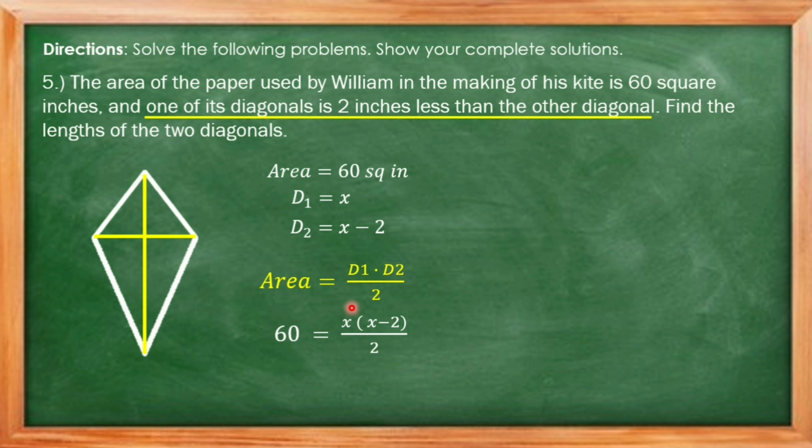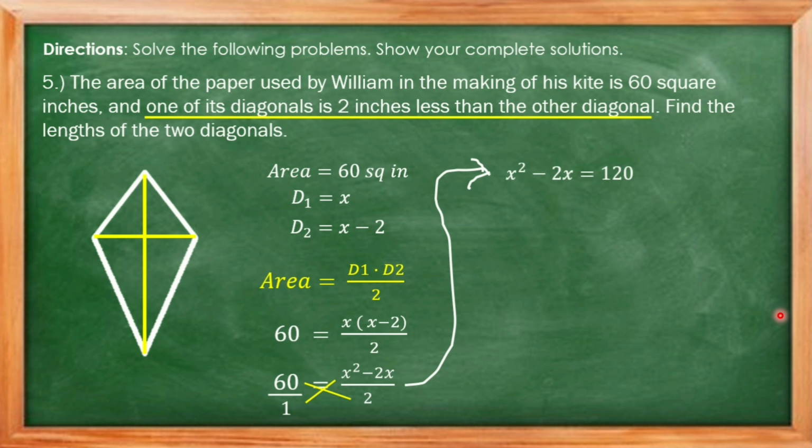Okay, so simplified muna natin to. So, x, bring down muna natin si 60. X times x is x squared. Then, x times negative 2 is negative 2x over 2. Okay, so ang next, lagyan lang natin ng 1 at i-cross multiply natin. So, 1 times x squared minus 2x and then 60 times 2. Okay, so x squared minus 2x is equals to 120. As you can notice, naging quadratic equation na siya. Quadratic equation kasi yung highest degree niya dito ay 2.